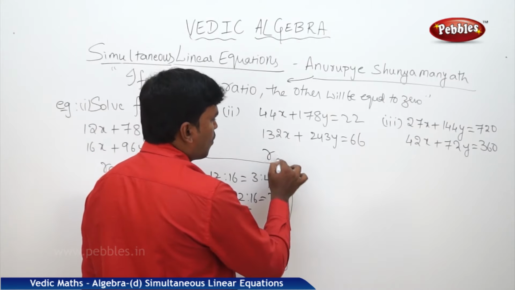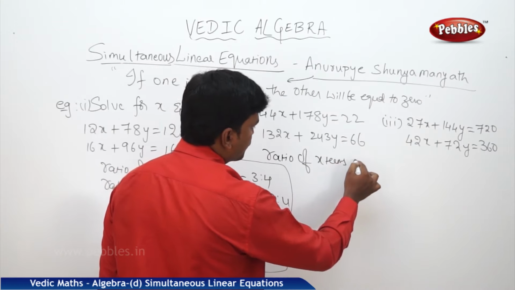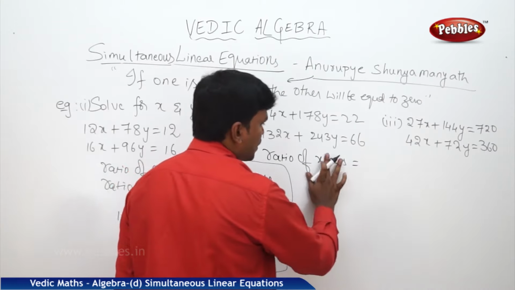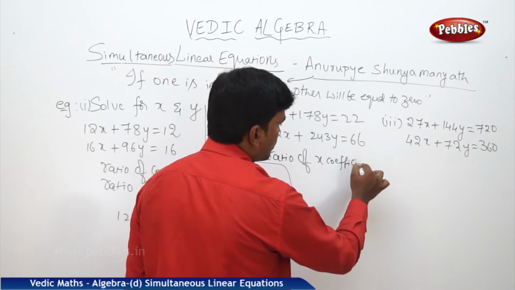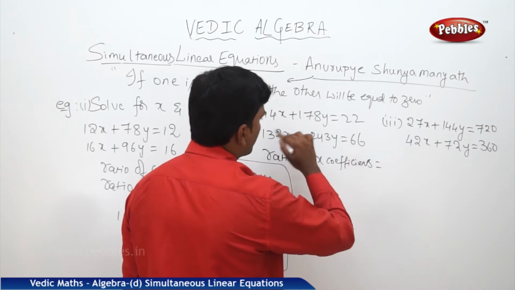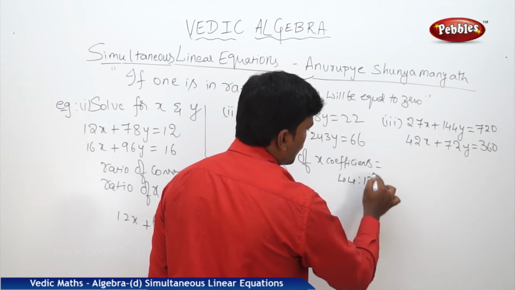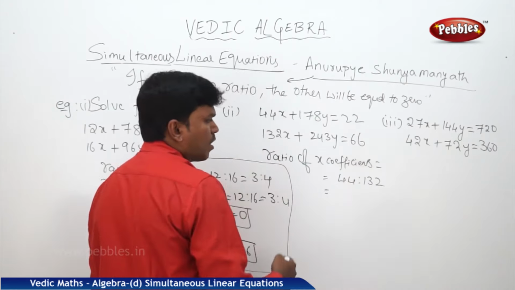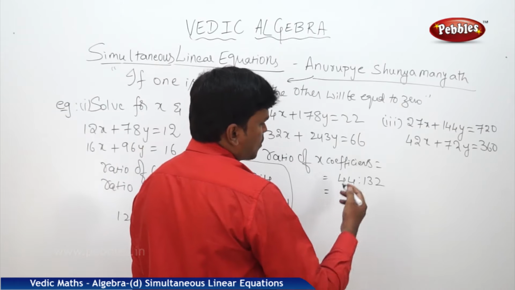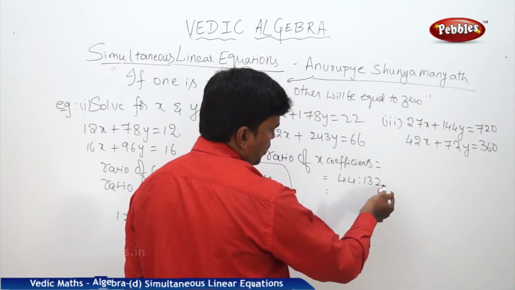First, the ratio of x coefficients, not x terms. The ratio of x coefficients I will check first. How much? 44 is to 132. If you simplify this, what is the simplest form? 44 is 11 fours and 132 is 11 twelves, so 4 ones, 4 threes. I think exactly it is going in.